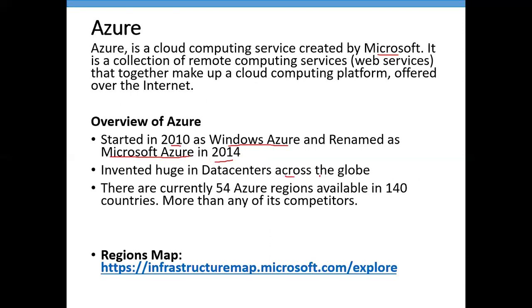They have invested a huge amount of money in data centers, meaning their servers, more than any of their competitors. They have 54 regions all over the world. Regions means a data center. No other cloud platform has 54 regions. The second highest is AWS, which has 33. Azure is having 54 regions.